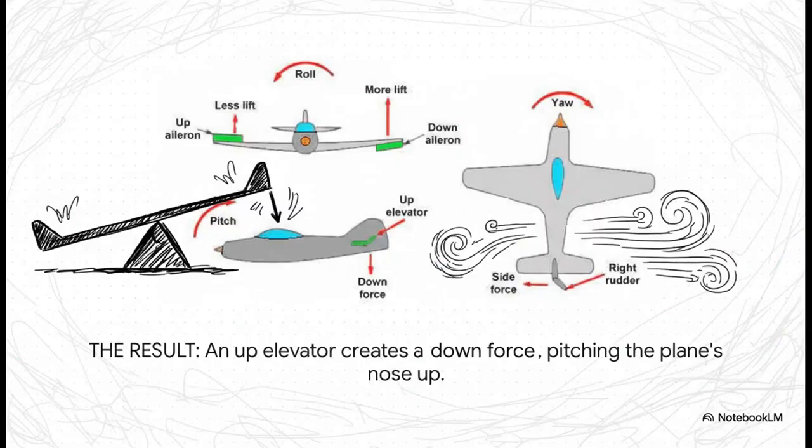So, when the pilot pulls back, the elevator moves up. This deflects the air, creating a downward force that pushes the tail down. And just like a seesaw, right, with the wings as the pivot, if the tail goes down, the nose has to go up. Pushing forward does the exact opposite.